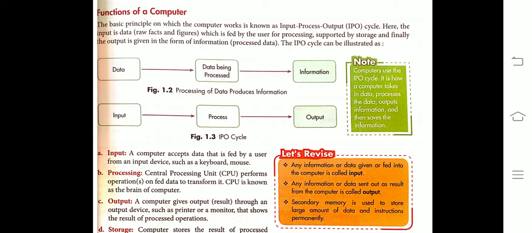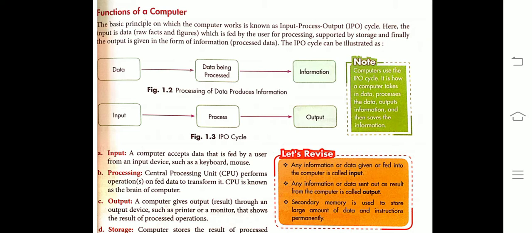The basic principle on which the computer works is known as the input process output cycle. Here, the input is data, raw facts and figures, which is fed by the user for processing, supported by storage, and finally the output is given in the form of information, the processed form.